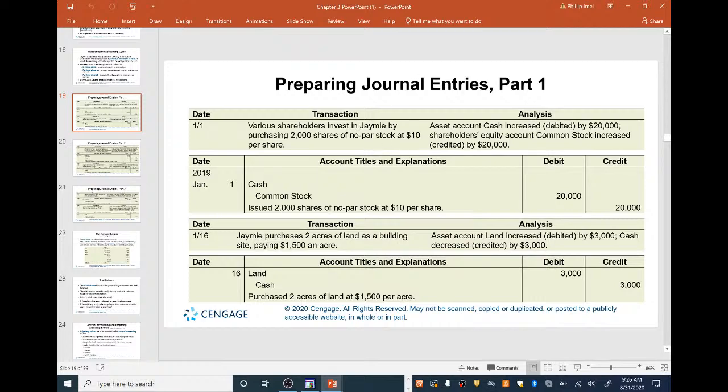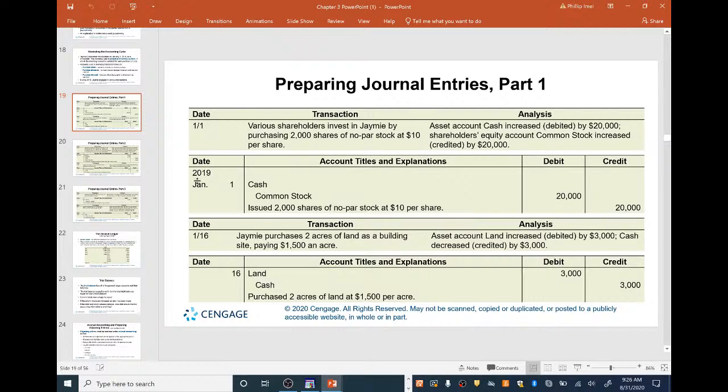So what are we going to do here? It says here, asset account, the cash is going to increase, debited by 20,000. Various shareholders invest in Jamie by purchasing 2,000 shares, no par, at $10 per share. So 2,000 times 10 is $20,000, right? So we're going to debit cash because we're receiving cash. The asset account cash increases by 20,000. That's why we're debiting it, right?